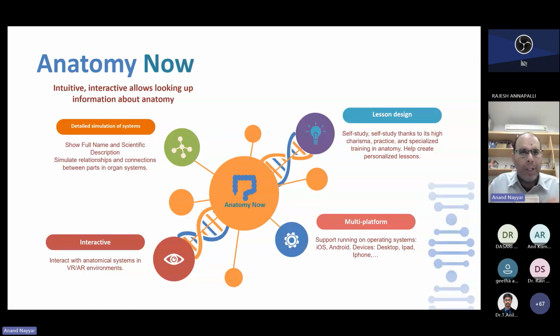So now I would like to introduce some of the projects that we are doing for Internet of Medical Things, and of course some of the projects that we have already conducted for real-time implementation for doctors and medical technology. Now, ladies and gentlemen, what if I tell you that we also have our own simulation software for our medical students? This is called Anatomy Now, which provides detailed simulation of systems. It has high integration with VR and AR. We are providing self-study and self-practice to learn anatomy, and it is multi-platform.